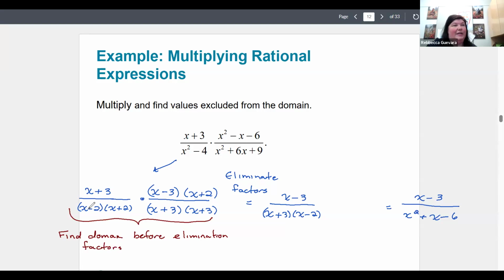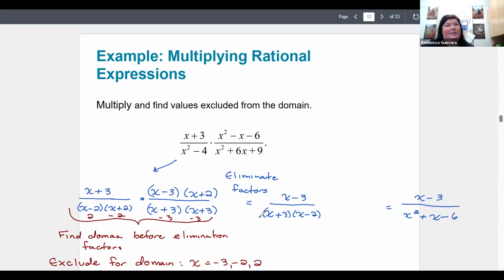But what we see here is that we get an x plus 2, so things that we would have to exclude from the domain are the following values. Here we know if we set this to 0, we just get 2. Here we just get negative 2. Here we get negative 3, and here we get negative 3. So we only need to record the number once. So the things we would have to watch out for are negative 3, negative 2, and 2. Those are the things that have to be excluded from the domain.